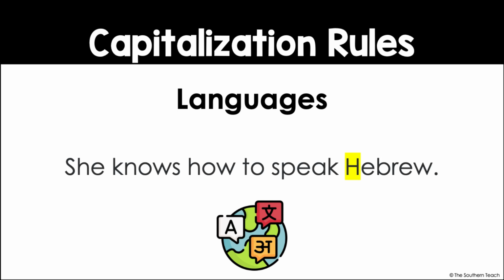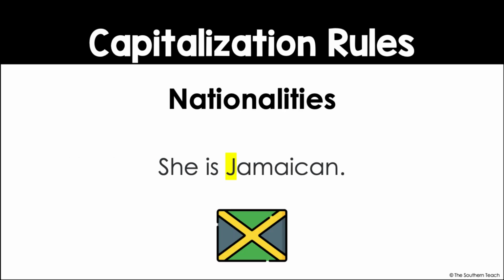Languages. She knows how to speak Hebrew. So if we were talking about somebody who speaks Arabic or Spanish or English or French, German, any other languages, we would capitalize the name of that language. Nationalities. So if we're talking about nationalities, she is Jamaican. We would capitalize the J in Jamaican. And any other nationalities.